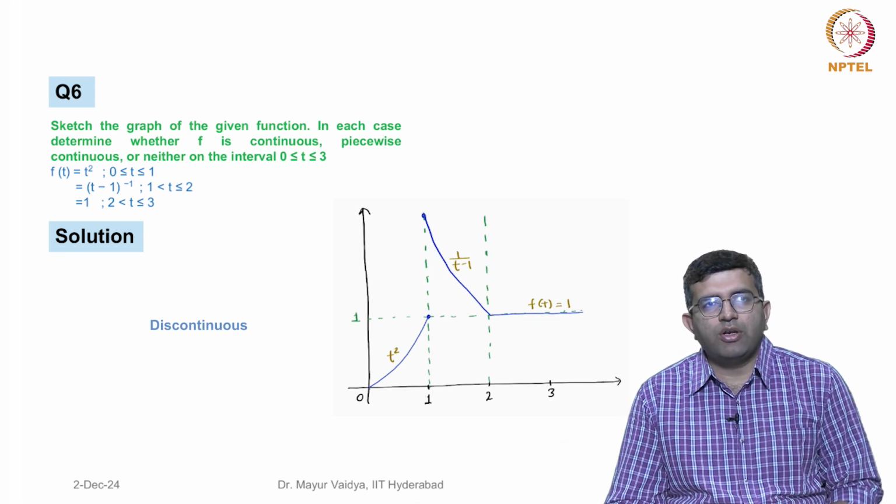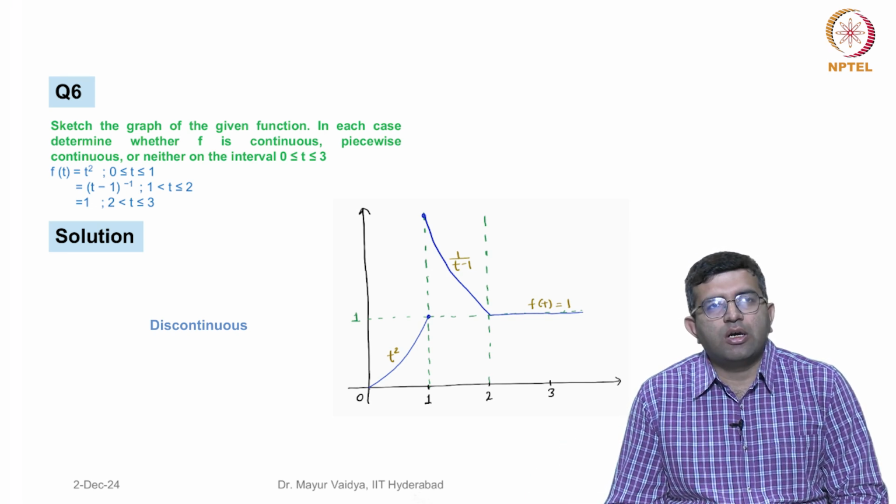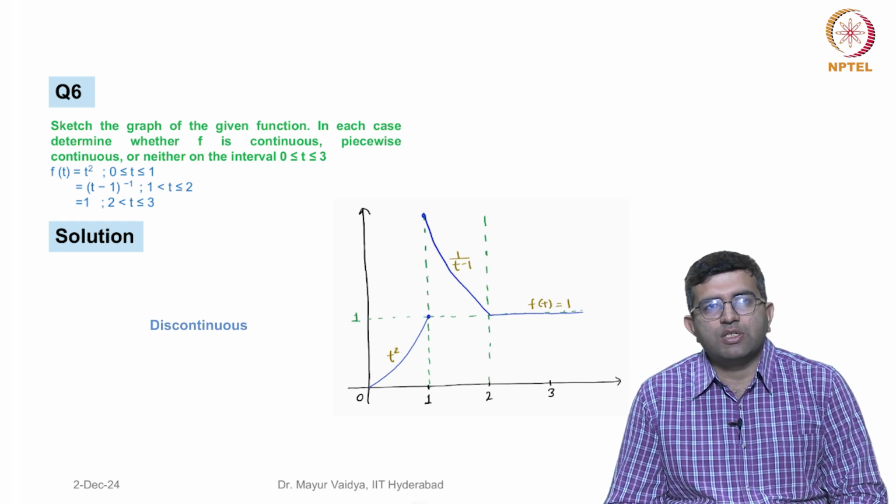There is a function given. So you see that this function has different expressions. In 0 to 1, it is t square. In between 1 to 2, it is 1 by t minus 1, and in between 2 to 3, it is equal to 1. So let us try to sketch this function.